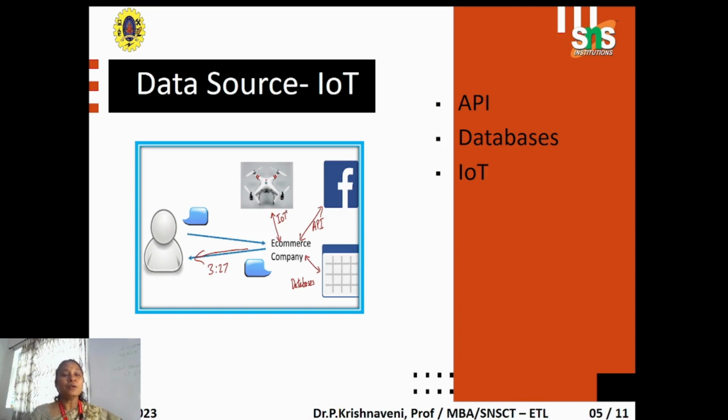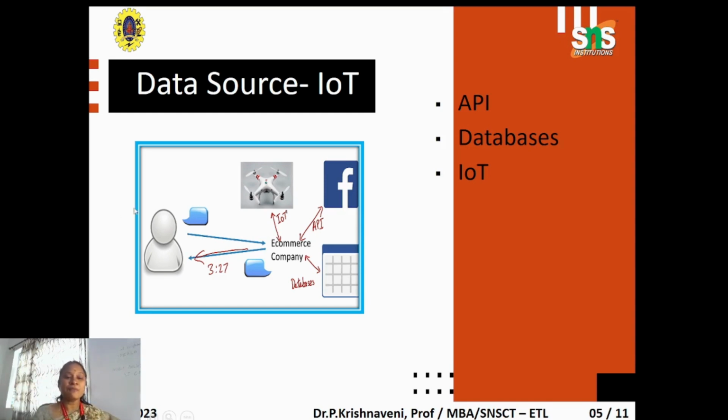Here, data sources are being generated with the support of Internet of Things. Internet of Things is the base for creating the application programming interface. All the data are to be managed in such a way, and all these are interconnected. So we will create a database. With that, we will apply IoT and we will generate information.